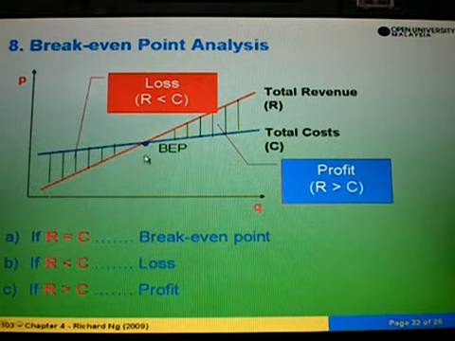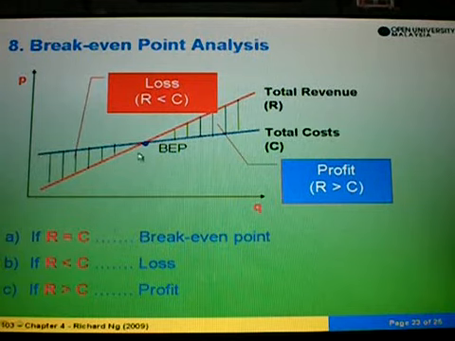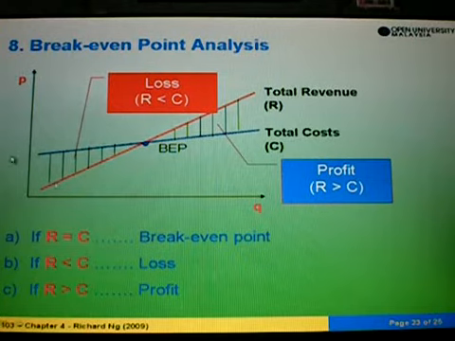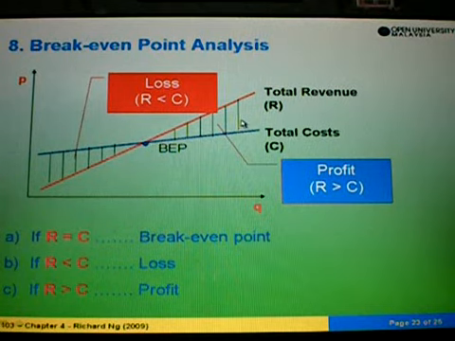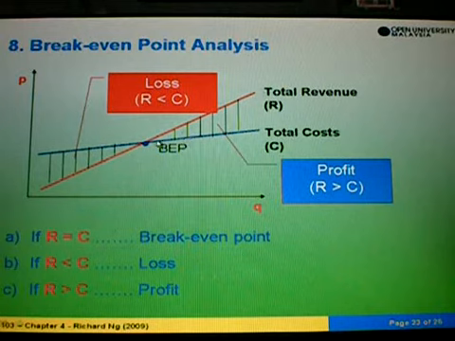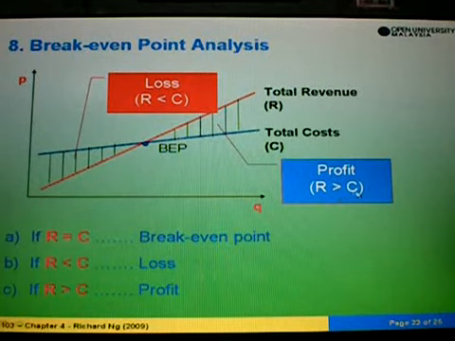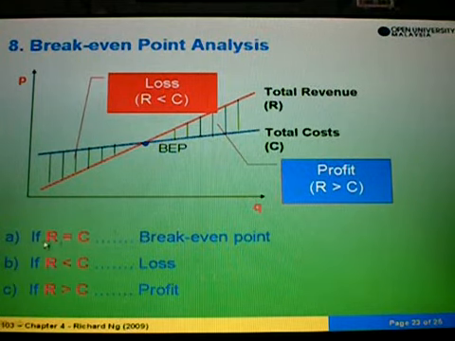On the left side, the area before the break-even point, the blue line is above the red line, meaning cost is higher than revenue. When cost is higher than revenue, or we say revenue less than cost, the factory is running at a loss. For any production after the break-even point, the revenue line is above the cost line. Therefore in this area, revenue is higher than cost, so the factory will experience a profit. In general, if R equals C, that will be the break-even point.